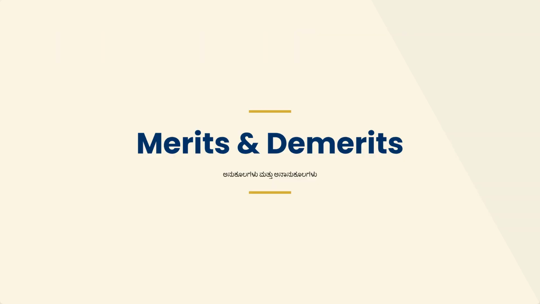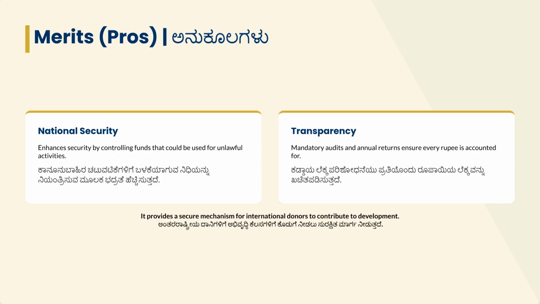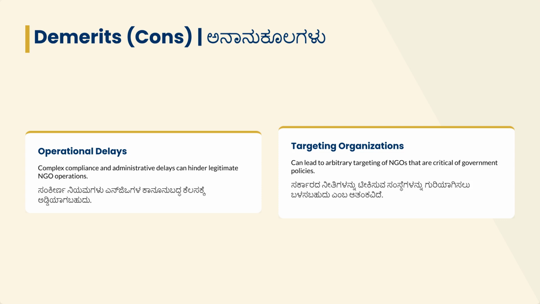Now let's explore the merits and demerits of the Foreign Contribution Regulation Act. The merits include enhancing national security by controlling funds that could be used for unlawful activities. It also provides transparency through mandatory audits and annual returns, ensuring every rupee is accounted for. Furthermore, it offers a secure mechanism for international donors. The demerits include operational delays caused by complex compliance and administrative hurdles, which can hinder legitimate NGO work. There is also concern that the rules can lead to the arbitrary targeting of organizations critical of government policies.